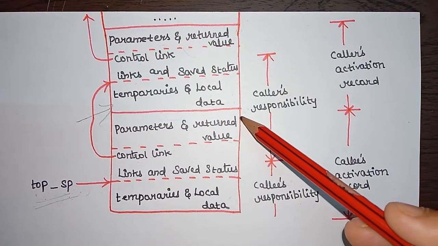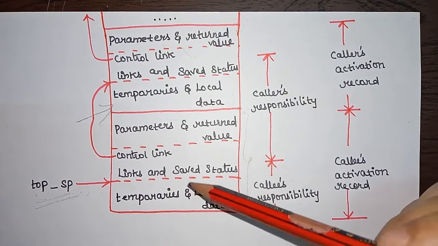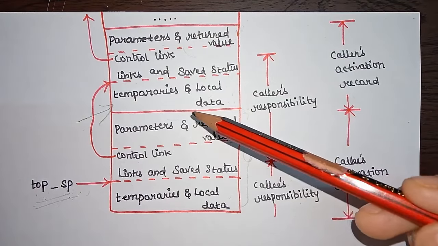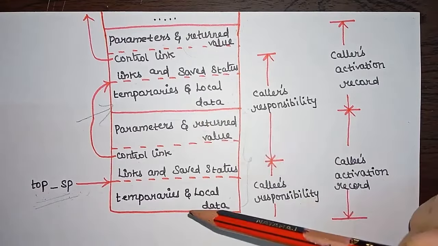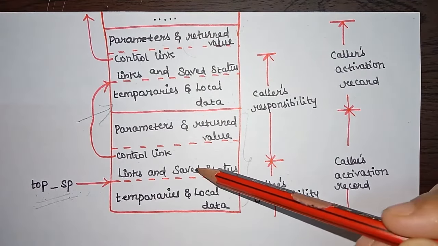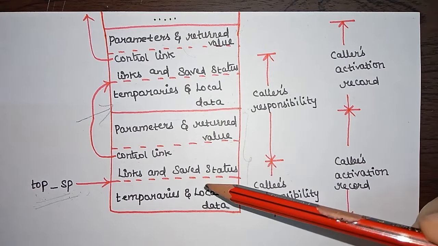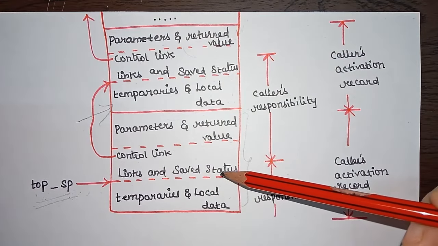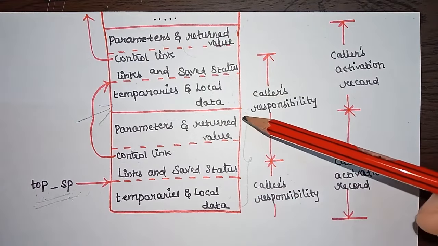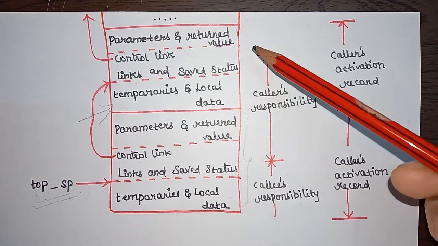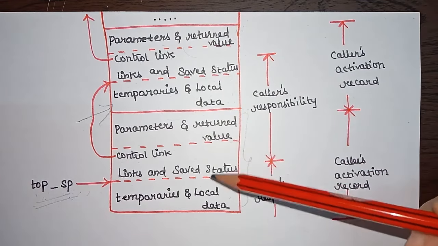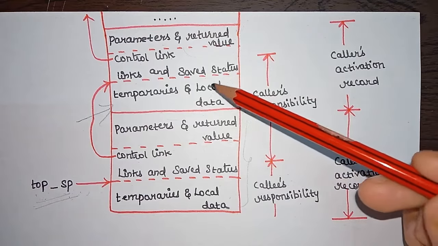Why? Because after completing the execution, the control should go back to the caller's activation record. So that's why it is happening here. And then this callee saves the register values and other status information here. After that, the callee initializes its local data and it begins its execution. So this is what the tasks happening when we have a call sequence.